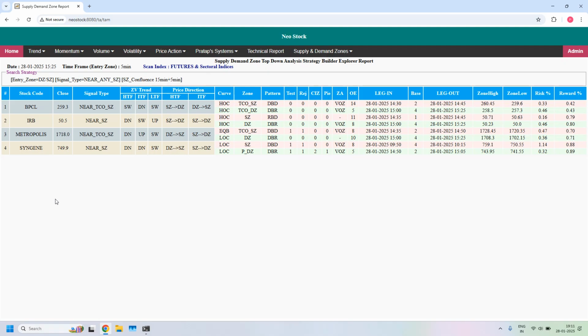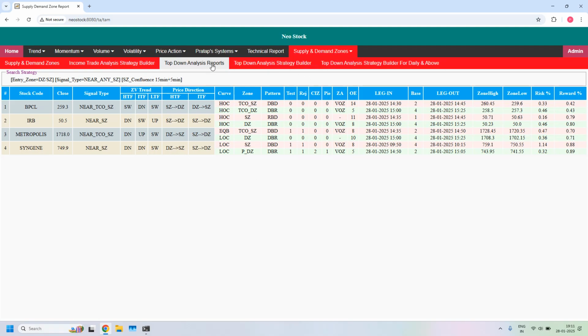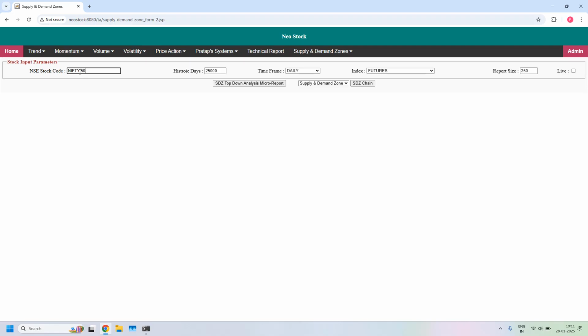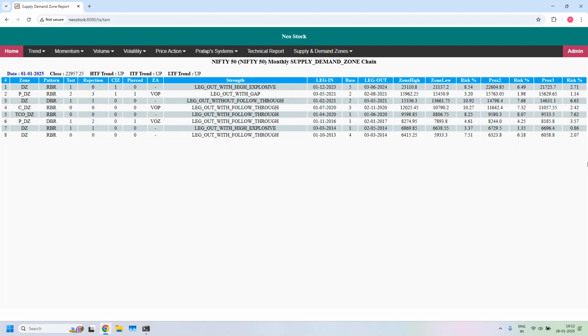Next, we will generate a NIFTY and BANKNIFTY supply demand zone chain. Let me start with NIFTY. Generating a monthly supply demand zone chain for NIFTY. NIFTY monthly supply demand zone chain. Always look into the zone column to find the high liquidity zones. Look into the pierced column to find the pierced zones. Always look into the LTF trend to find the trend of the current time frame you have selected. And apply the same rules for the remaining supply demand zone chain reports.